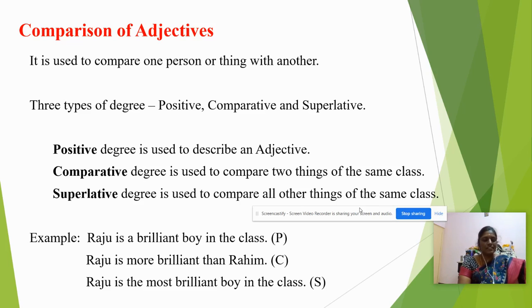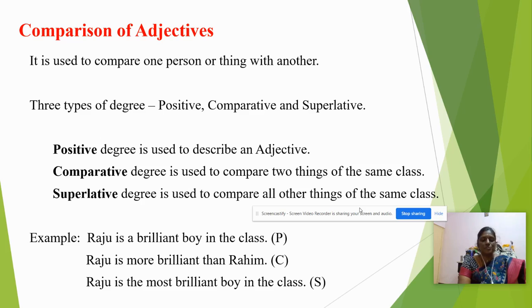Next, see the third degree, superlative degree. It is used to compare all the things, not only 2, but more than 2 persons or more than 2 things of the same class. Then it comes under superlative degree. See the statement: Raju is the most brilliant boy in the class. Overall, in the class, Raju is the most brilliant boy. The adjective brilliant is used as it is. There is no change at all.